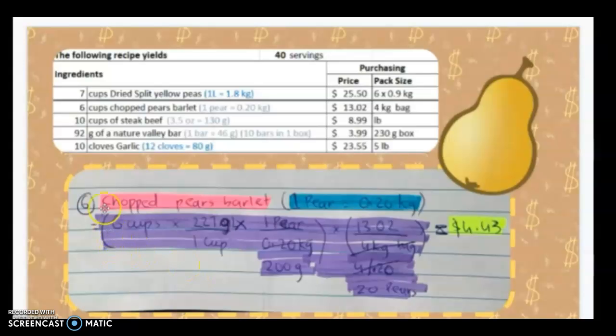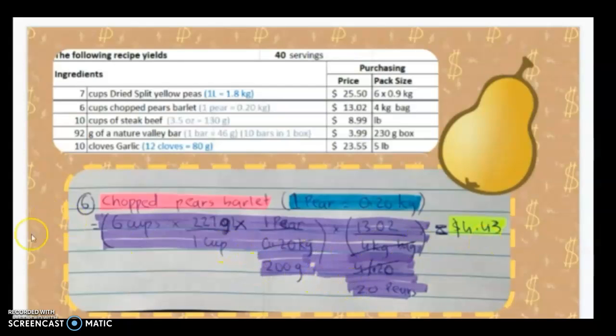Over here we have pairs, so it's 6 cups, the portion size, and we know 1 cup is equal to 227 grams times, so I switched the 0.20 kgs to 200 grams because we want both units to match, and this is also equal to 1 pair times the price per unit, which is 1302 divided by 4 kgs per bag, and I switched that to number of pairs because 1 pair weighs about that many kgs, so I simply multiplied those two and I got 20 pairs. And when I put that into my calculator, I got 443 as my price.